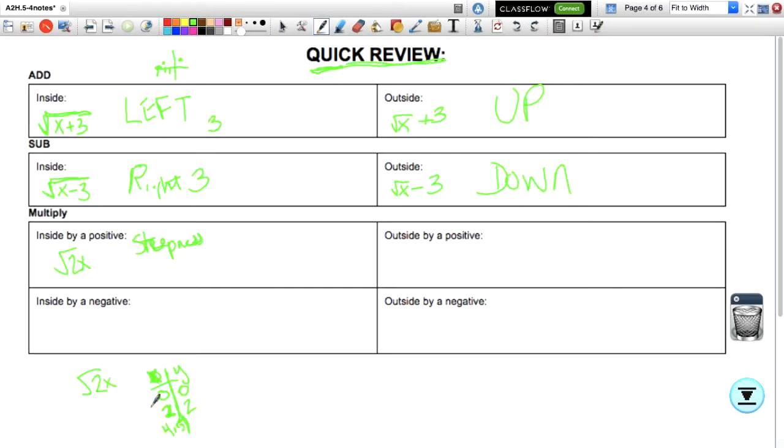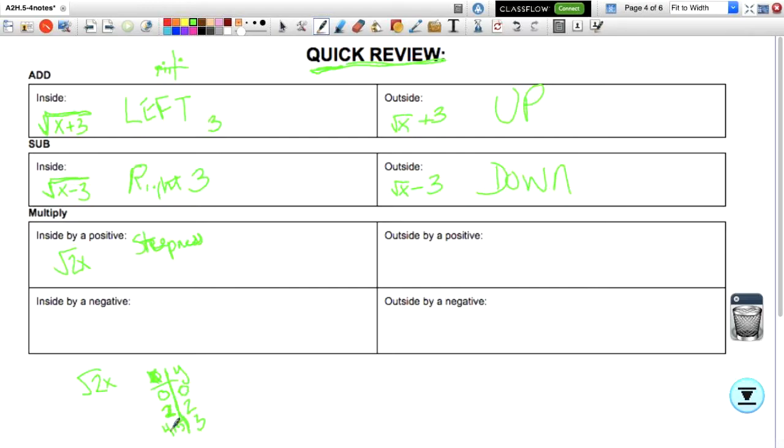Next, I have this 4.5. So 4.5 times 2 is 9, and the square root of 9 is 3. I chose 4.5 because I wanted the inside to equal 9, and I knew 2 times 4.5 is going to give me the 9. So now, instead of going over 4 boxes and up 2, I'm going to go over 4.5 boxes and up 3. So this is actually going to make it a little bit steeper, but it's not that everything is doubled.